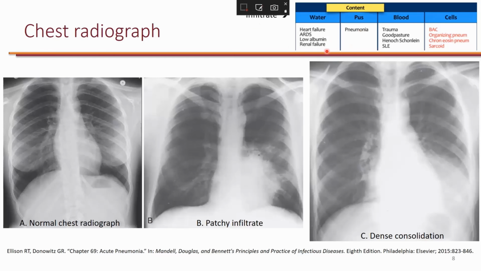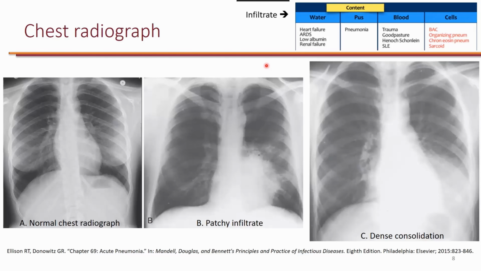So if the patient has pneumonia and there's pus in the lungs, you will see infiltrate on the chest X-ray. There could also be blood, which is the case in trauma. So if somebody has ruptured their lungs, there will be blood in the lungs, which will show as infiltrate. And of course, the infiltrates could be cells, which will be the case in cancer. So if there are cancer cells in the lungs, they will show as infiltrates.